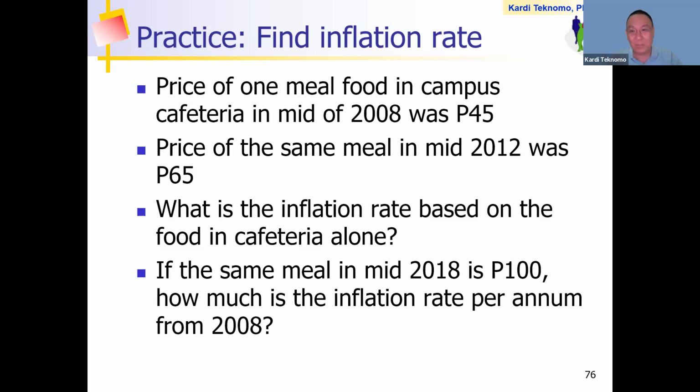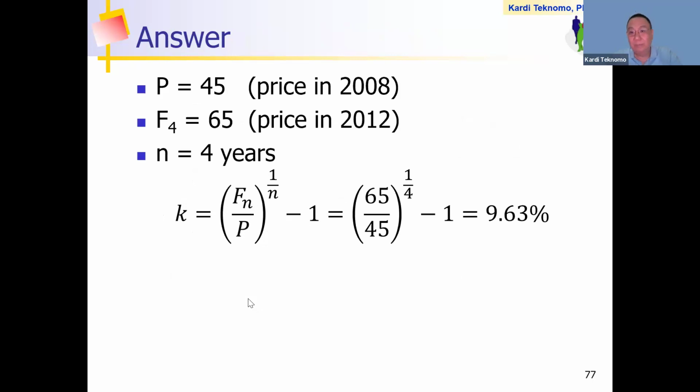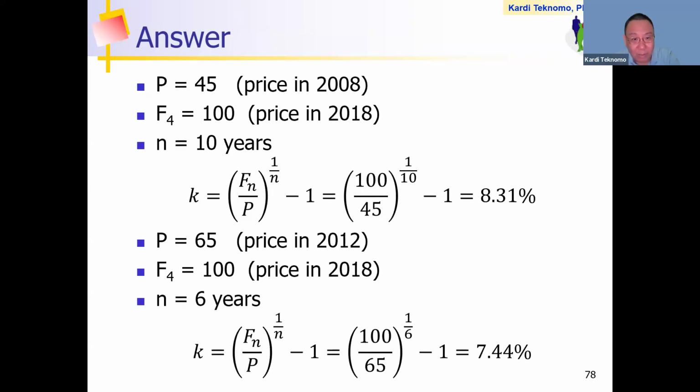Can you stop the computer? So all you need to do is compute the number of years and the value, 65 and 45. This one is 100 and then 65. So between 2008 and 2012 is 4 years, so I get 9%. And between 2012 and 2018 it is actually 7%.